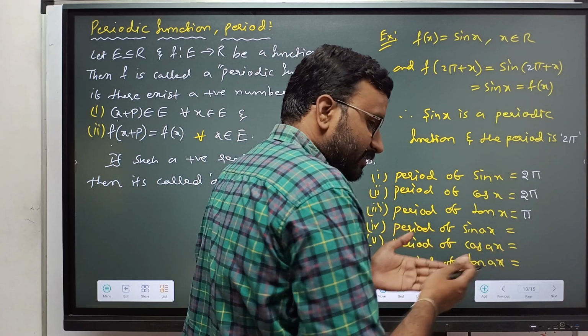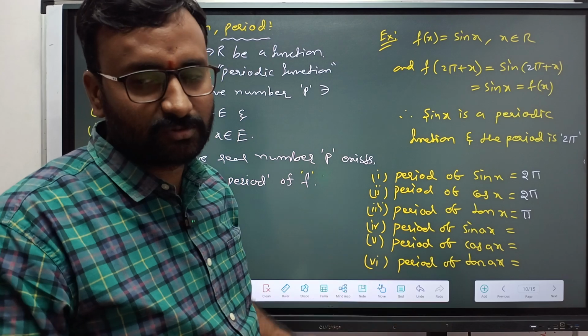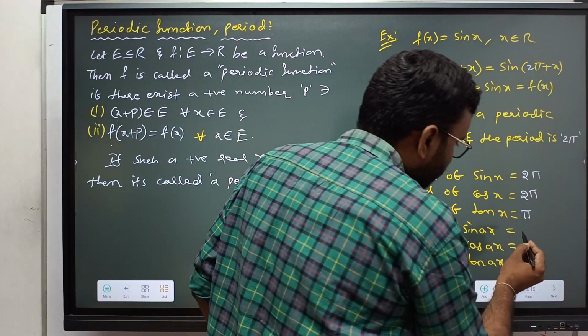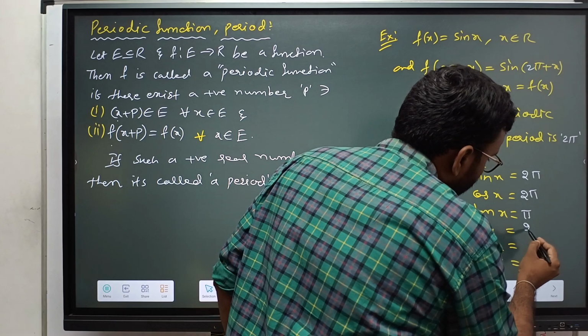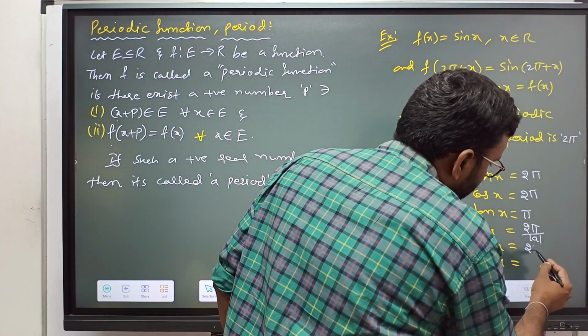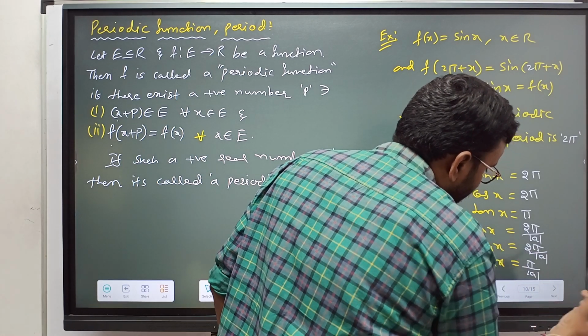What about sin ax, like sin 2x, sin 3x, sin 4x, sin 5x, sin kx, whatever it is? If you have some coefficient with x, then the period will be 2 pi by mod a. This is also 2 pi by mod a. This is pi by mod a.